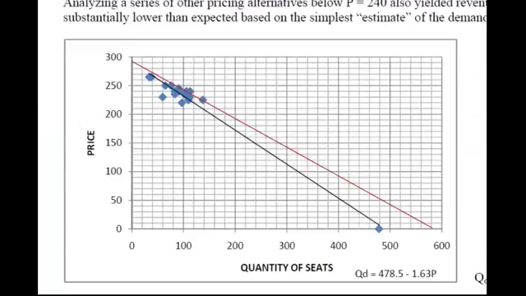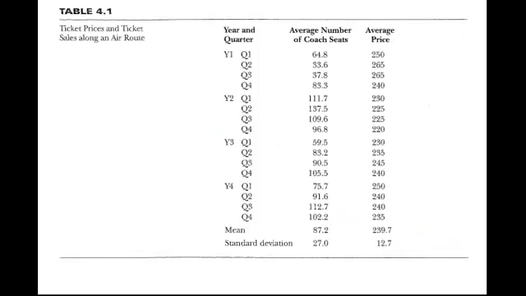The data over time are plotted on the screen here in this chart, and we see that the data all range in price above $210 and below $270, and the quantities of seats sold were somewhere between 30 and 140. So that's what the original data looked like. Here are the original data that were used in the problem for the 16 quarters. We see the average number of seats sold and the average price that was charged in each quarter. This is in your textbook, chapter 4, table 4.1.